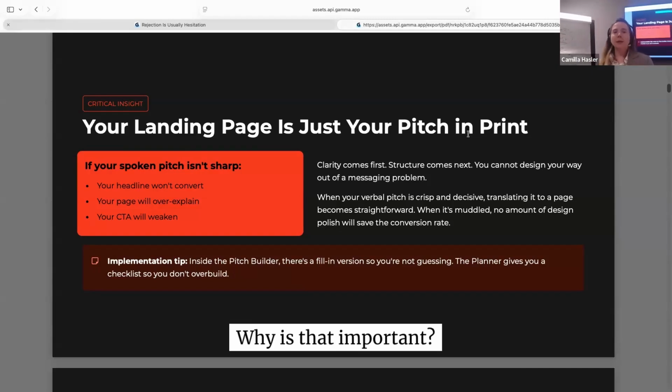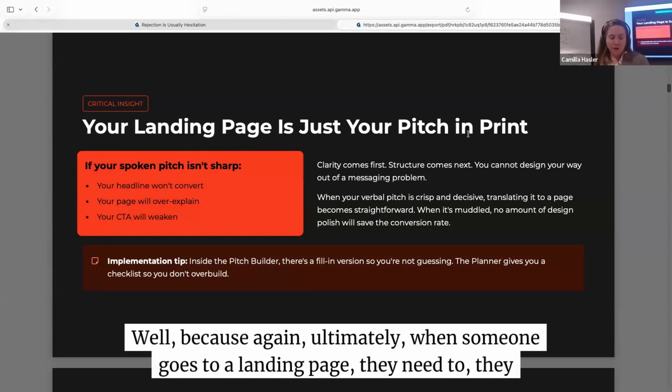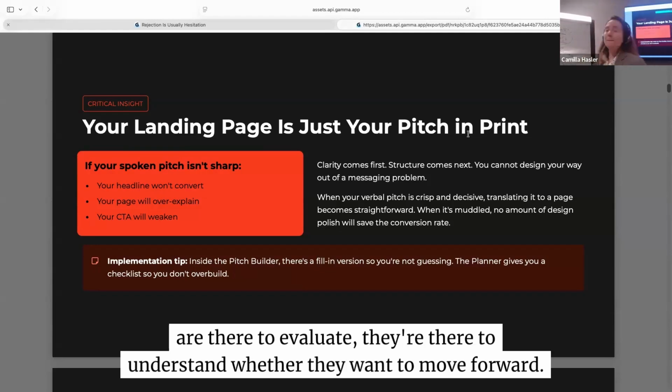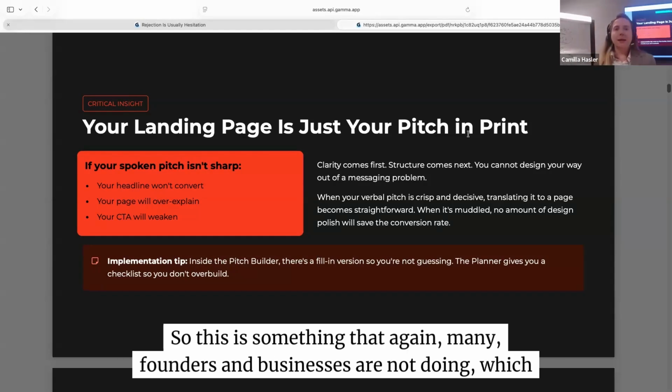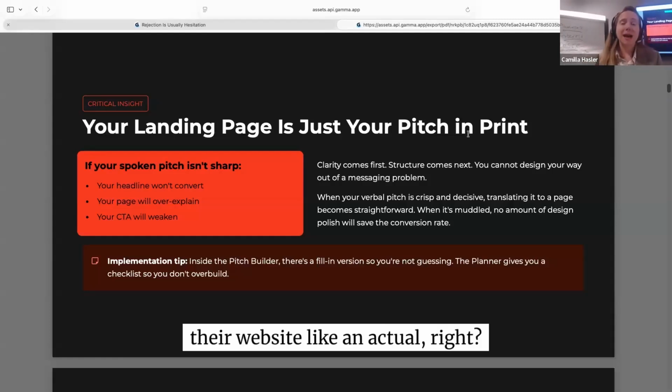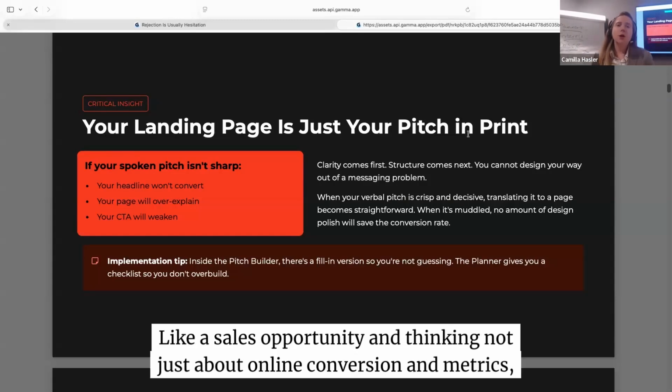Why is that important? Because ultimately, when someone goes to a landing page, they are there to evaluate, to understand whether they want to move forward. This is something many founders and businesses are not doing, which is treating their website like an actual sales opportunity, and thinking not just about online conversion and metrics.